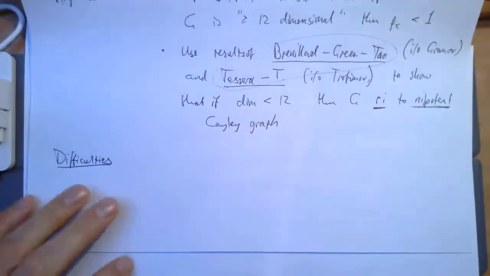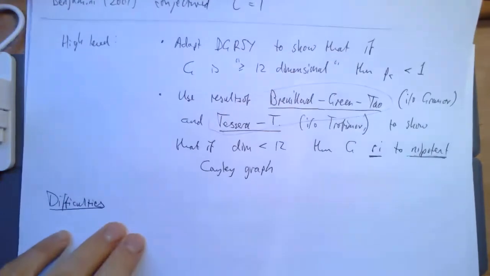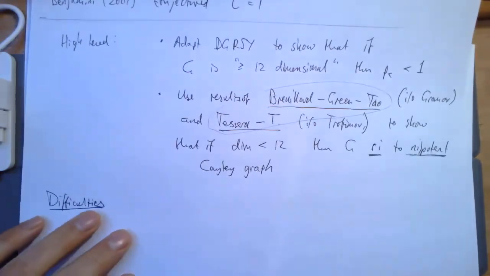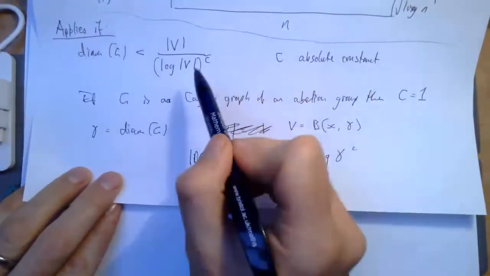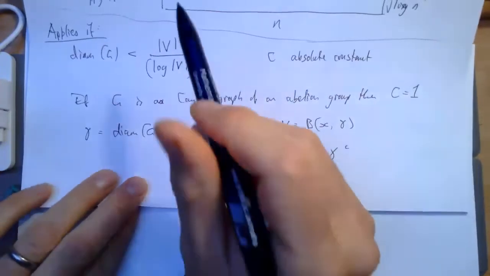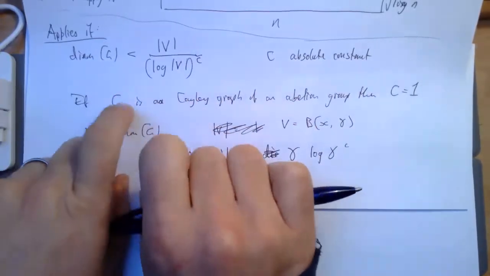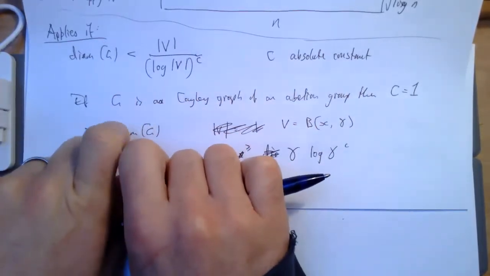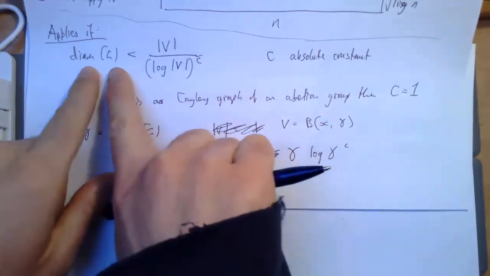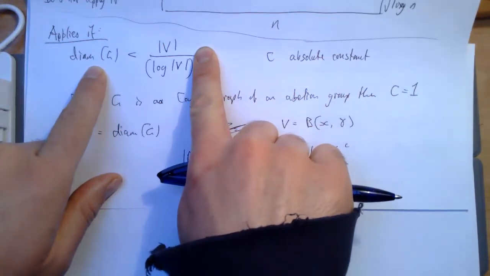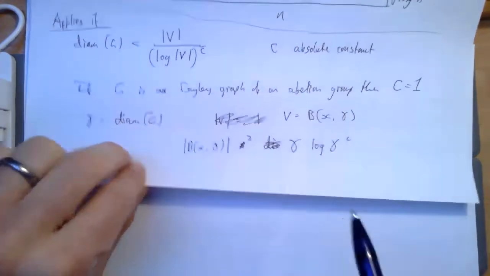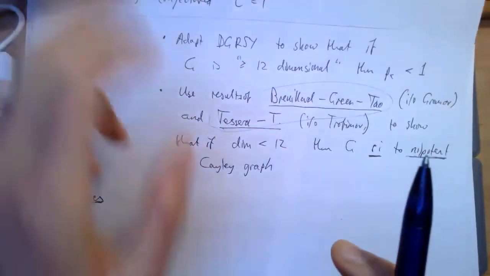So firstly, in the infinite case, there really is, what did he conjecture? Somebody asked in the chat, what did Benjamini conjecture? He conjectured that p_c should be bounded away from one if you have this condition with C equal to one. So if the diameter is less than V over log V. Okay, so he conjectured that our results should hold.